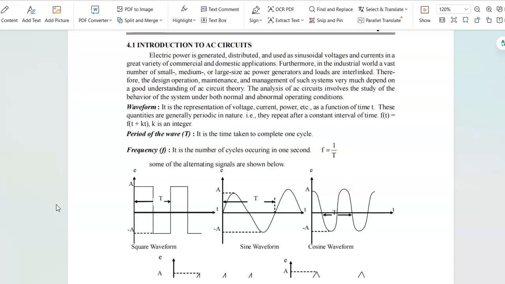Electric power is generated, distributed and used as sinusoidal voltages and currents in a great variety of commercial and domestic applications. Furthermore, in the industrial world, a vast number of small, medium, and large-size AC power generators and loads are interlinked. Therefore, the design, operation, maintenance and management of such systems very much depend on a good understanding of AC circuit theory. The analysis of AC circuits involves the study of the behavior of the system under both normal and abnormal operating conditions. So we will see the basic terminologies in AC circuits.